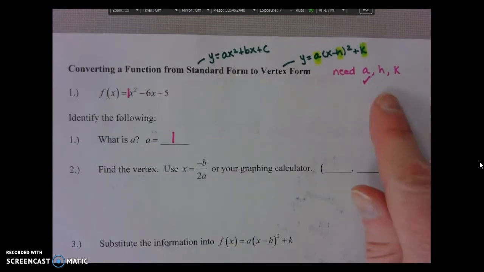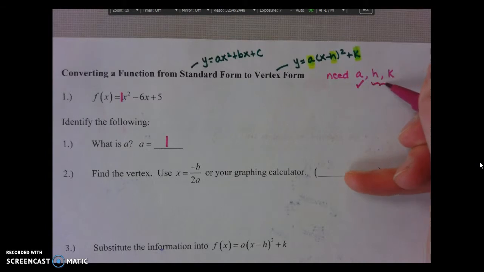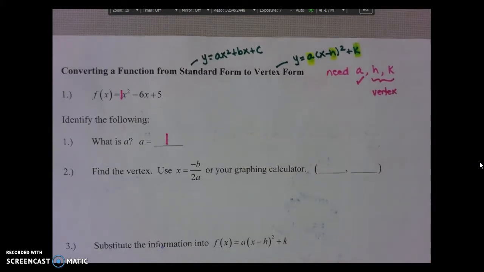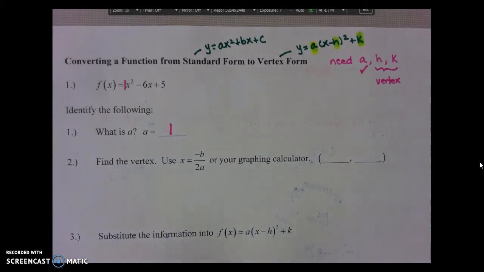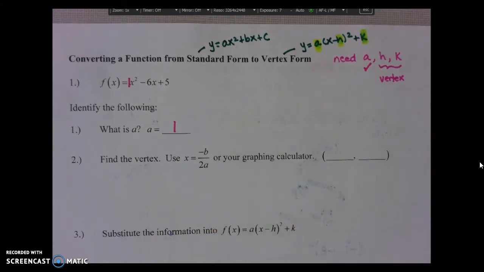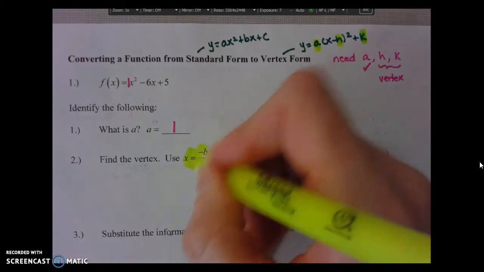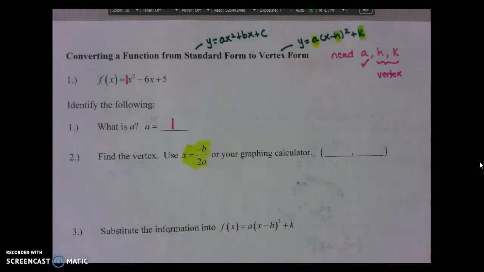Next, H and K represent the vertex, so I need to find the vertex. Well, we've got skills. We know how to do those. We have two options, and we'll work through both. Option 1, we can use our newfound formula, x equals the opposite of b over 2a, or our graphing calculator. I'll show us both so that we have the options.